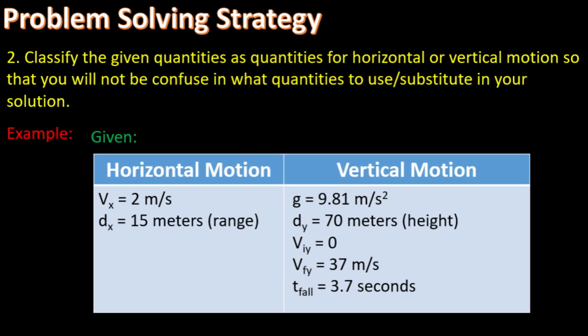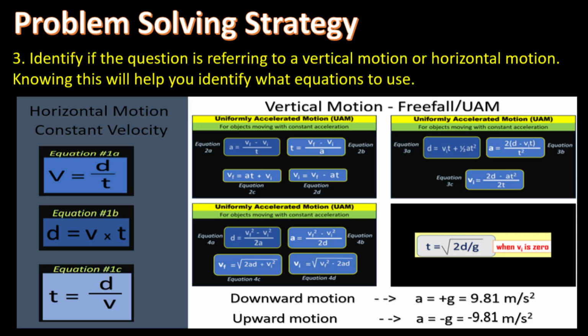Strategy number 2. Classify the given quantities as those pertaining to horizontal or vertical motion, so that you will not be confused about which ones to substitute into your solution. This is the most critical thing to do when solving projectile motion problems, as it guides you on what values to substitute in your equations. Strategy number 3. If the question is asking for horizontal quantities, choose equations from the constant velocity motion equations. If the problem is asking for vertical quantities, then use the uniformly accelerated equations.